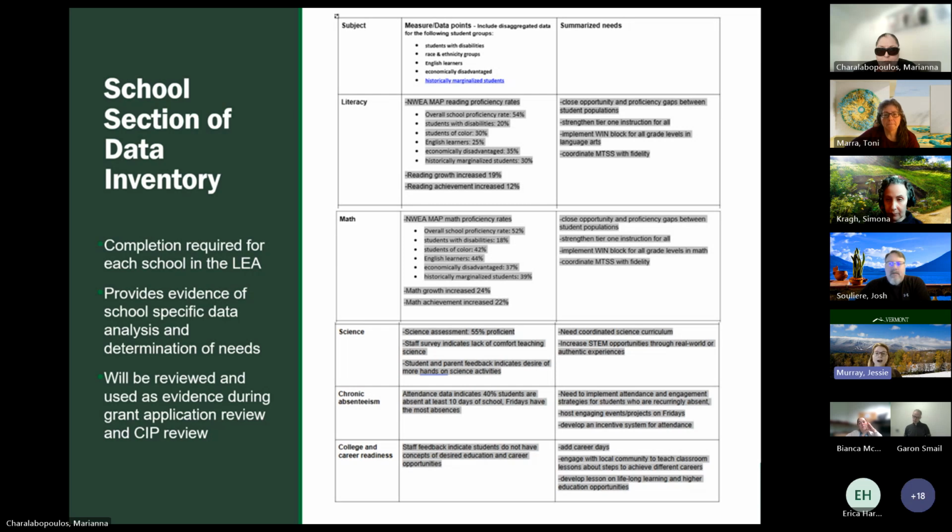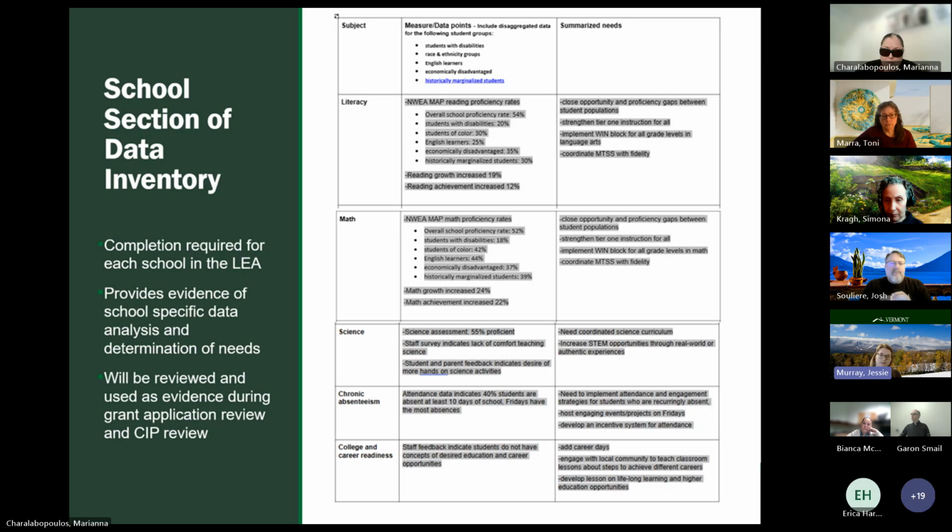So this will be a change this year, because the data inventory will be used as the documentation of school-specific data in a school needs assessment process. Moving forward, every school in the LEA will need that school-specific data entered into this part. So they'll need their own table. You can copy and paste for the number of schools that exist within your LEA and ensure that every school has that table completed. And that section will be reviewed during the grant application review when determining, again, the necessity and reasonableness of a school level investment, but it will also be reviewed with each school's continuous improvement plan as evidence of the school specific data that was reviewed during the school needs assessment.